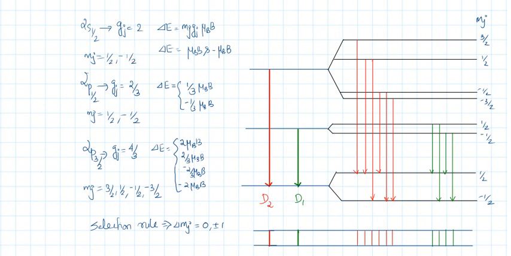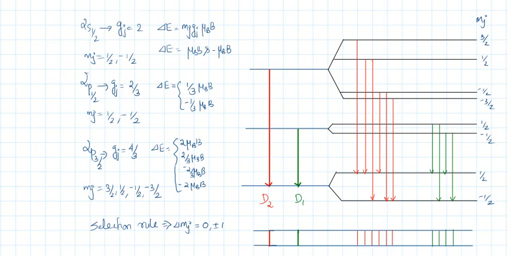So ΔE will get 2 values. Mj is 1/2, gj is 2, 1/2 into 2 will be 1, so it is μB B. Then mj is minus 1/2, gj is again 2, so we will get minus μB B. Similarly, for 2p3/2, the gj value we already calculated as 2/3. Mj can take two values, 1/2 and minus 1/2. So ΔE becomes 1/2 into 2/3, it is 1/3 μB B. Then minus 1/2 into 2/3, minus 1/3 μB B.